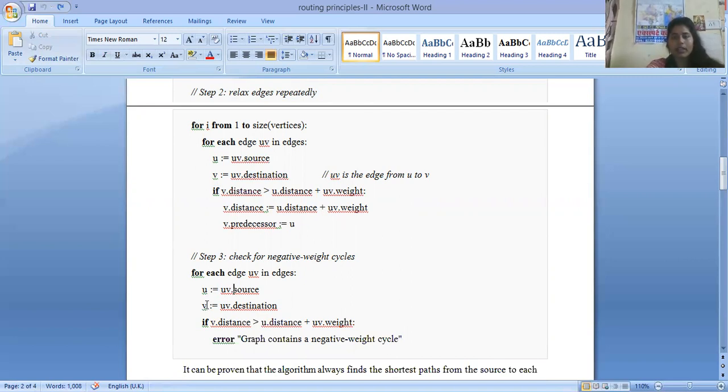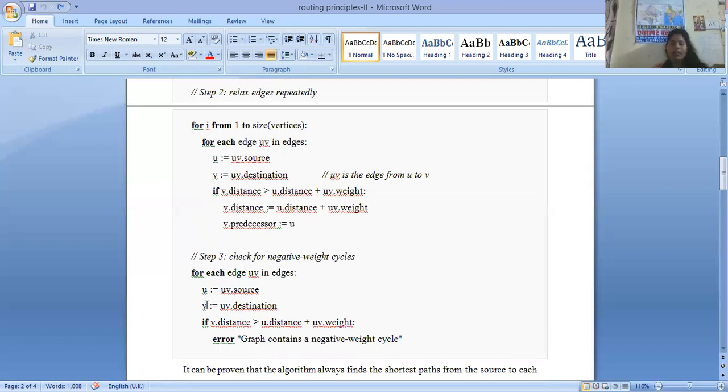So what is here? Checking for the negative weight cycles, you are again using u equals uv.source and v equals uv.destination. Suppose if the destination distance is greater than u.distance plus uv weight, then an error is generated, and that means the graph contains a negative weight cycle.